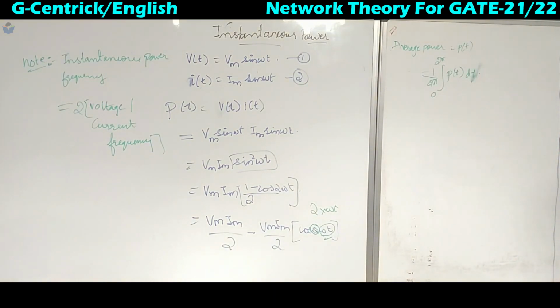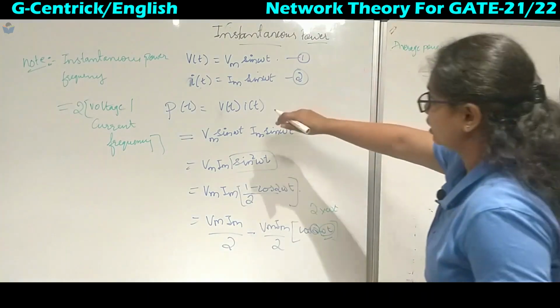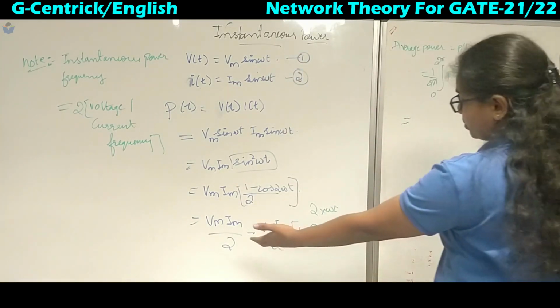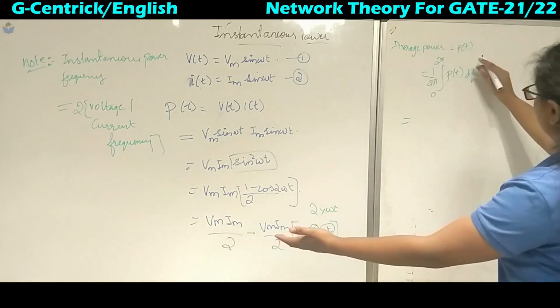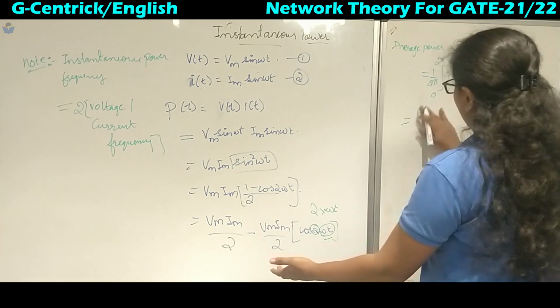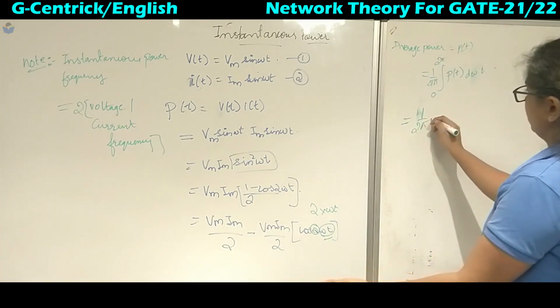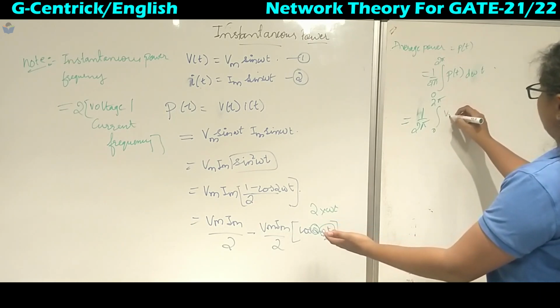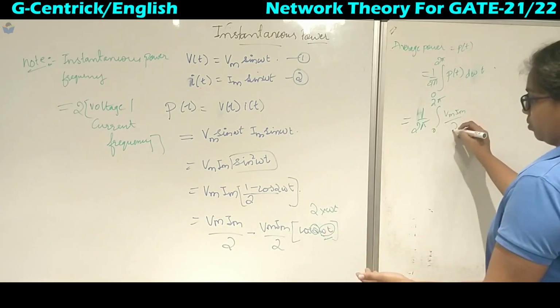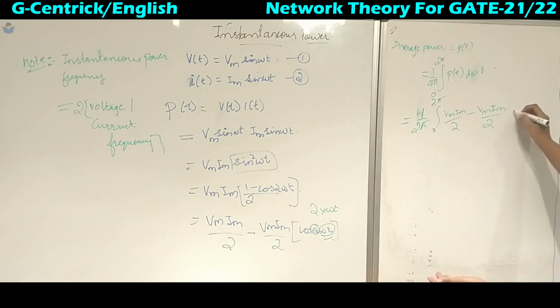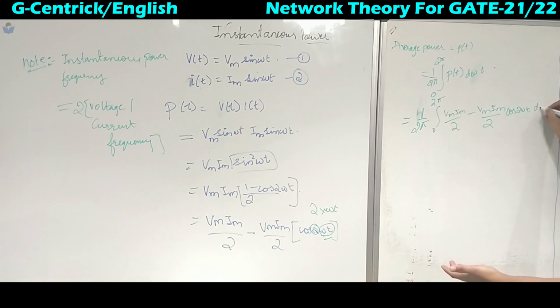Okay, so that is the average power. Now we will substitute this value here. I will directly substitute here, it is d omega t. So Vm into Im by 2 minus Vm Im by 2 into cos 2 omega t into d omega t, with 1 by 2 pi from 0 to 2 pi.